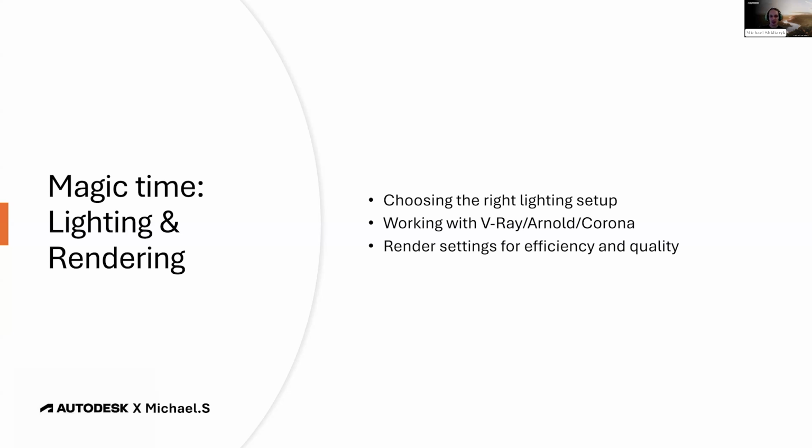Render settings are also always a balance between quality and efficiency. You want to optimize your scene so your renders don't take forever, but still get the visual fidelity you need. I start by adjusting the sampling rates: too low and I get too much noise, too high and the render time skyrockets. Render passes are a huge help.